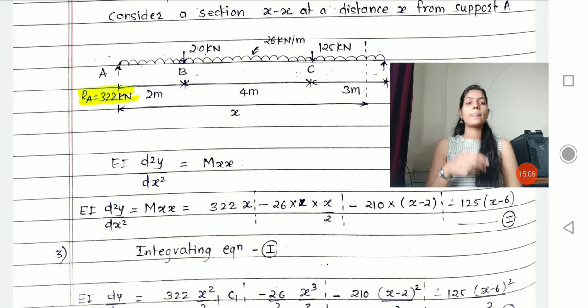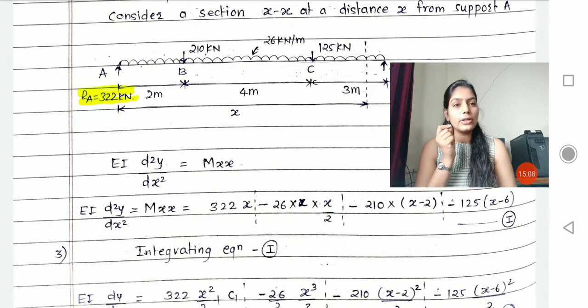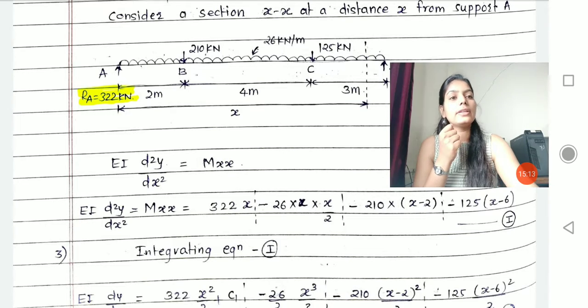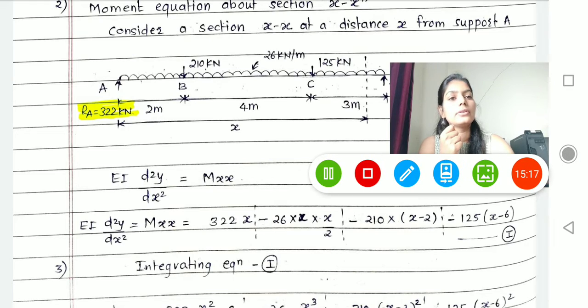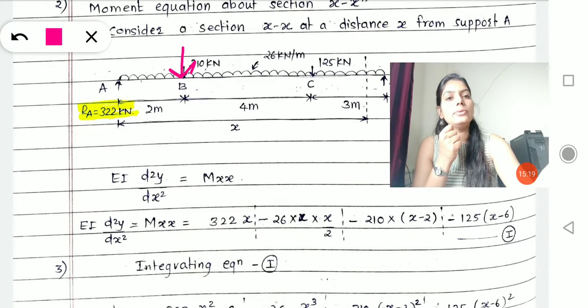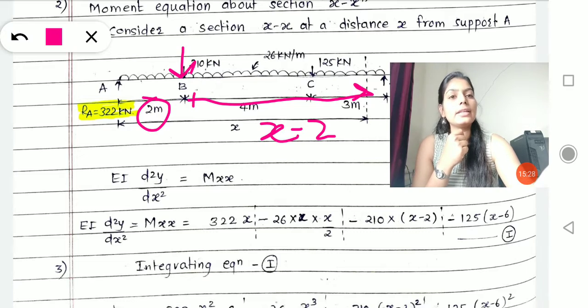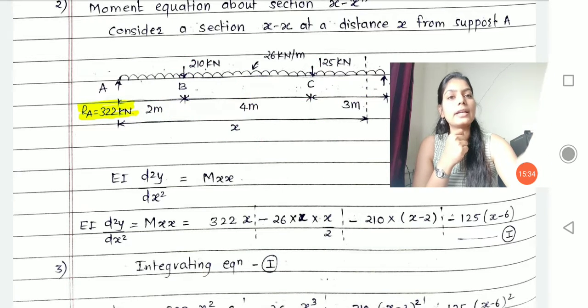Now next is your point load, concentrated load, 210 kilonewton. This 210 kilonewton will be 210 kilonewton into perpendicular distance up to x. How much it will be? x minus 2. That is creating anti-clockwise moment, therefore taken negative. Next is 125. 125 is acting at a distance what?